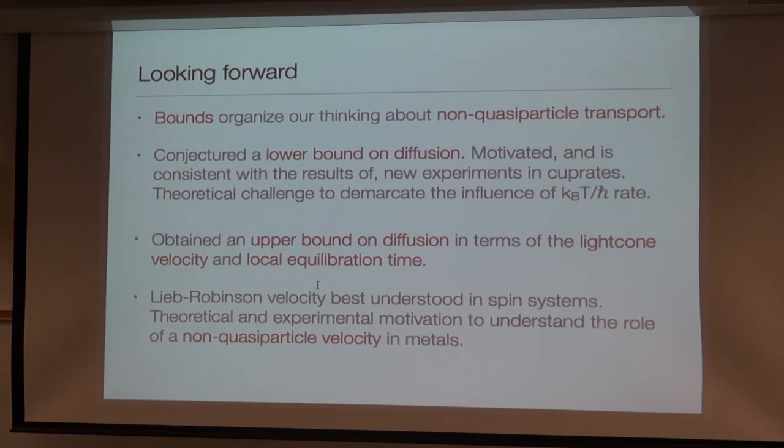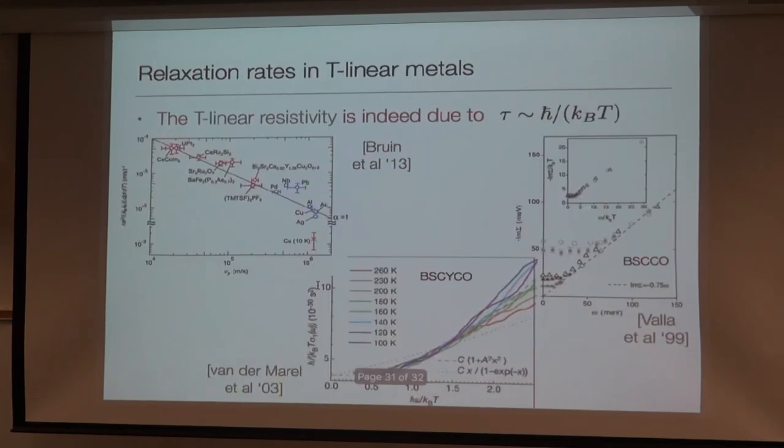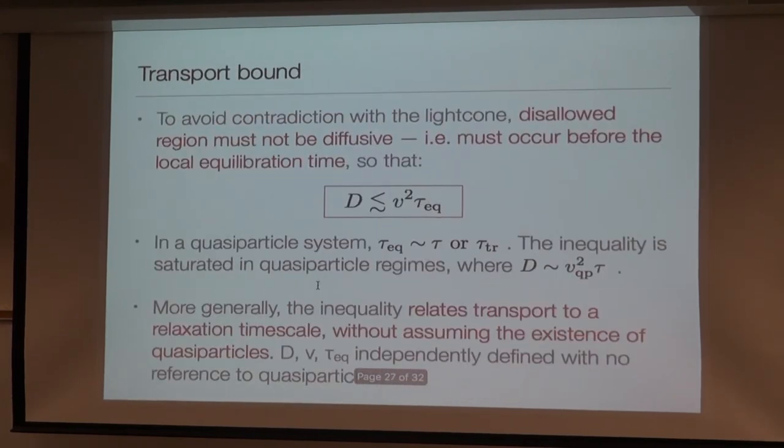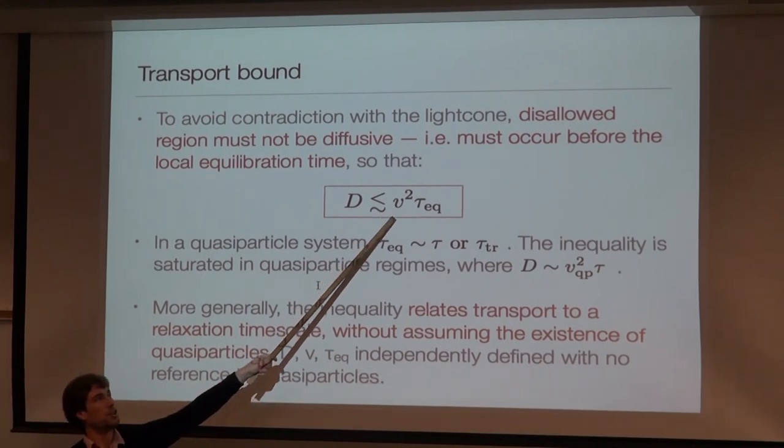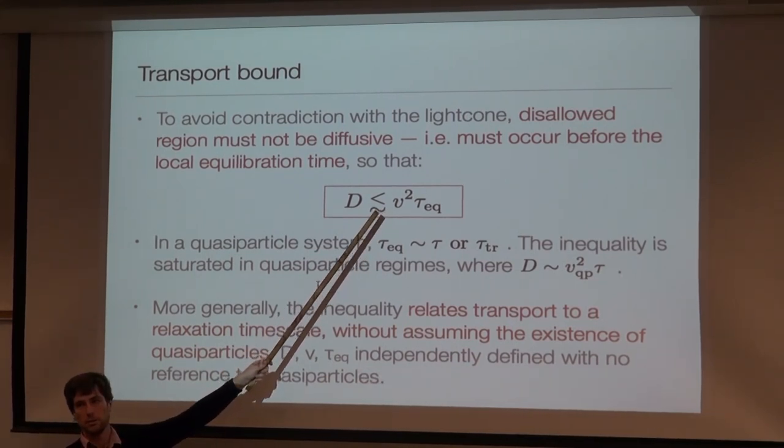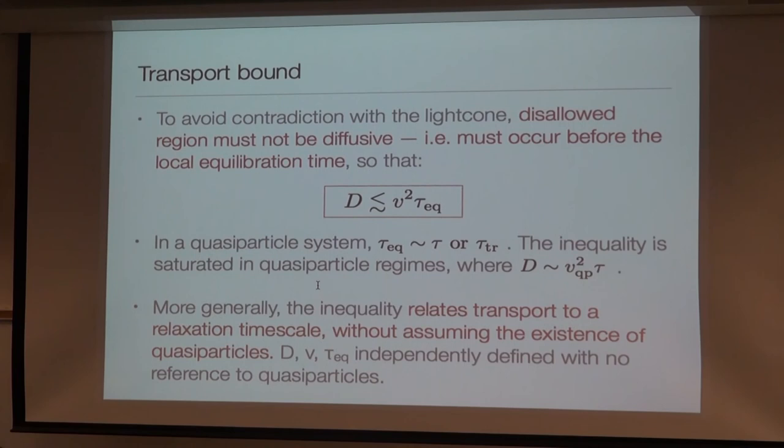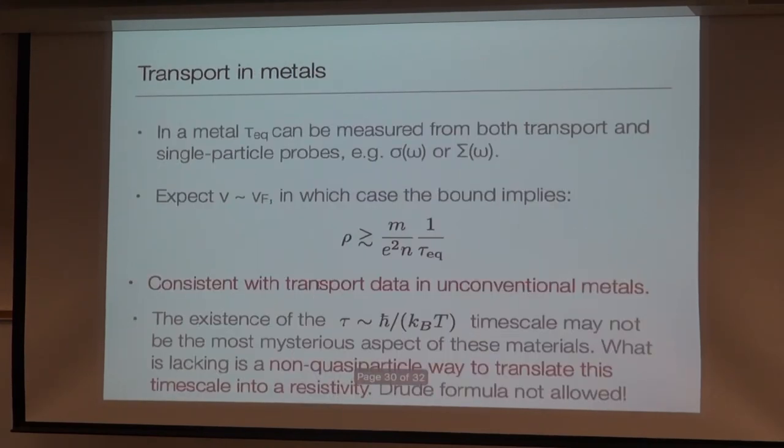I think it would be very interesting to understand, both theoretically and experimentally, the role of a non-quasiparticle velocity in metals. This tau equilibration is clearly well-defined. The Lieb-Robinson velocity is well-defined and is probably something like VF, but if I really want to use this formula in a metal, I should have a way of measuring this V, where this V should be the Lieb-Robinson velocity or something like it.